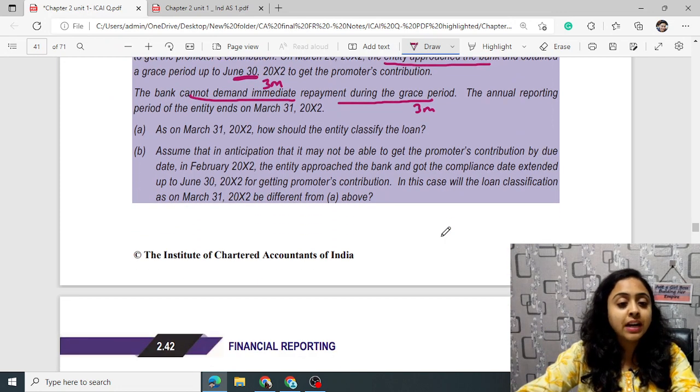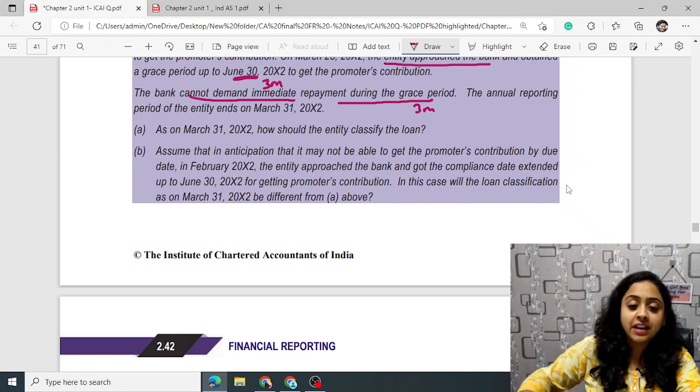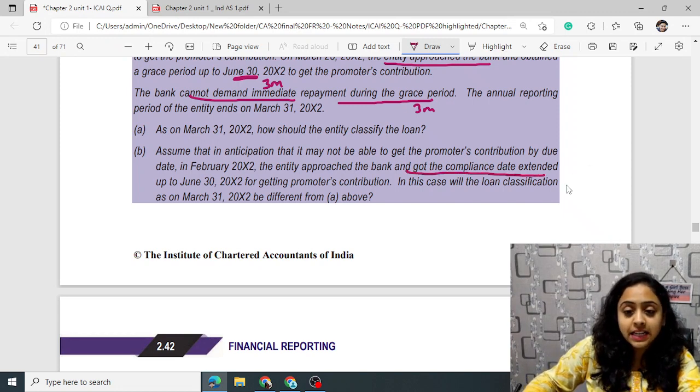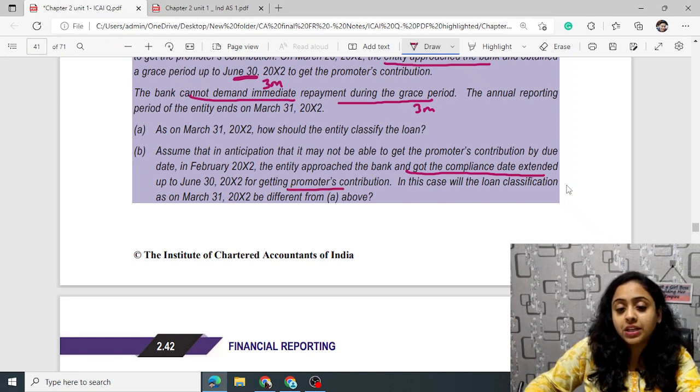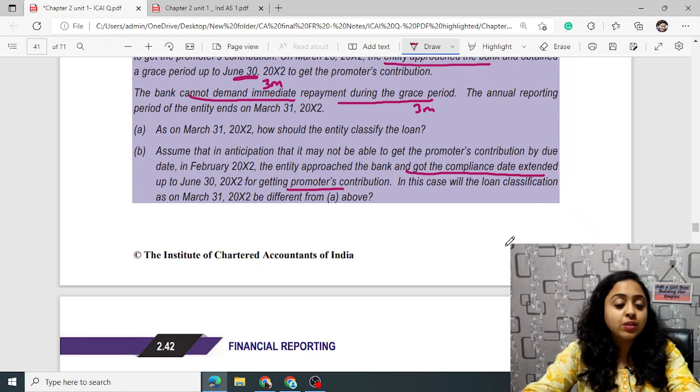Secondly, assume that in anticipation that it may not be able to get the promoter's contribution by the due date in February 2002, the entity approached the bank and got the compliance date extended to 2002 for getting the promoter's contribution. In this case, will the loan classification as on 31st March 2002 be different from A above?